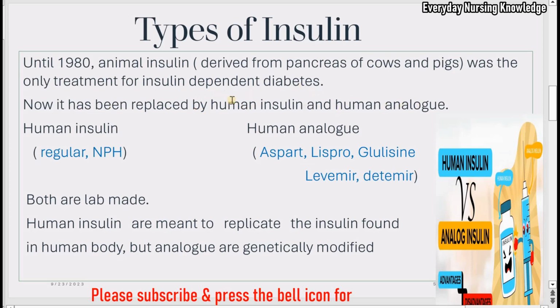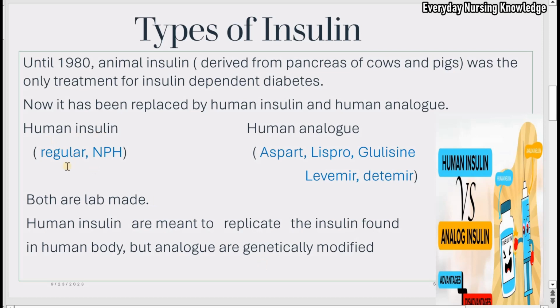What is the difference between human insulin and human analog? Both are lab-made. Human insulin is an exact copy of the insulin found in the human body. It is meant to replicate the insulin found in the human body, whereas analogs are genetically modified. That means they change the structure of the insulin. Insulin is made up of amino acids. So they change the structure of the amino acids so they can change how fast or slow they act.